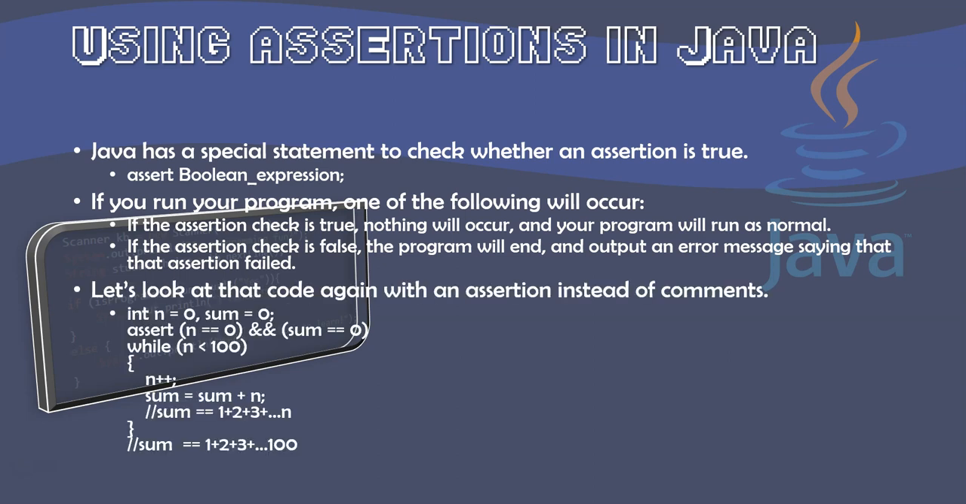So if we look at that code again, we can do that same thing, except instead of comments, we can insert an assertion check in here. So assert n equals 0 and sum equals 0. And we can, of course, check to see if those values are truly going to evaluate to true, which means it would expect them to be 0. Now, you can, of course, put assertion checks at any point in your program, but right here is just an initialization, just for an example.